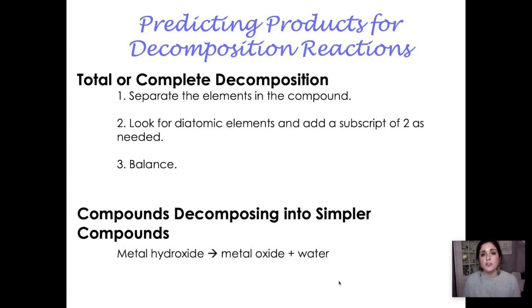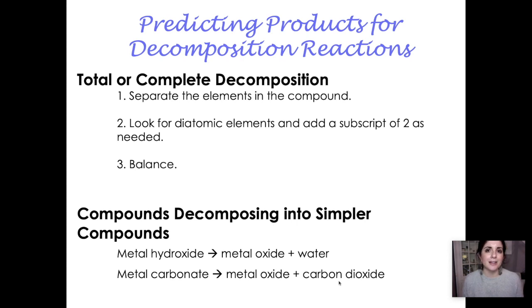And sometimes, like I said, you might have those compounds decomposing into more simple compounds. You want to look for those metal hydroxides and those metal carbonates. And there are your products for each of those examples. Basically, it's going to be a metal oxide and then either water or carbon dioxide. It just depends which of those compounds you're starting off with.